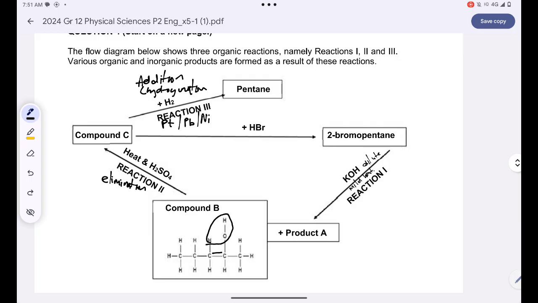And then for compound C, guys, we have our hydrohalogenation. Hydrohalogenation is an addition reaction. This one, let's call it reaction 4. It's an addition reaction, guys, so it's going to be hydrohalogenation.